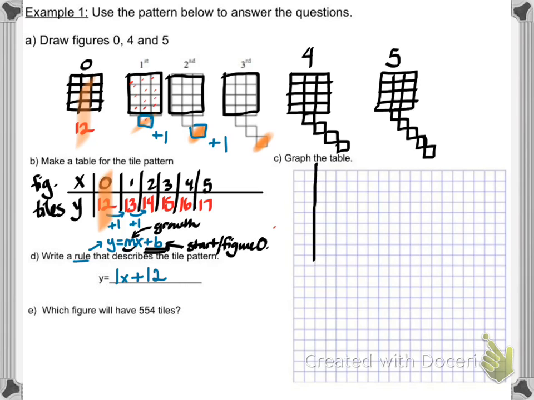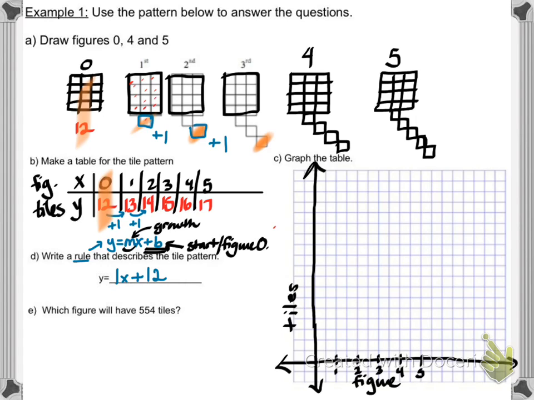Graphing the table is also usually an easier part, but just be careful with your scale. Don't forget your X is your figure, and you want to label your graph, and Y is the number of tiles. Now we've got to set up our graph. Since we only have to go up to figure 5, we could probably go every other line to set up my X-axis. My Y-axis has to go all the way up to 17.